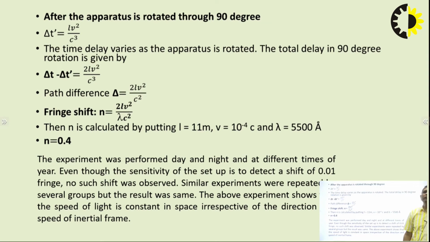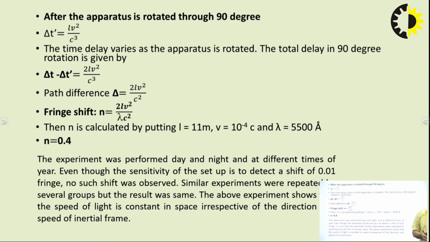But all of us know that the path difference is equal to n lambda. So path difference is here equal to LV square upon C square. After multiplying this LV square upon C cube by C, we will get LV square upon C square. So this should be equal to n lambda, and the value of n will be equal to LV square upon C square lambda.